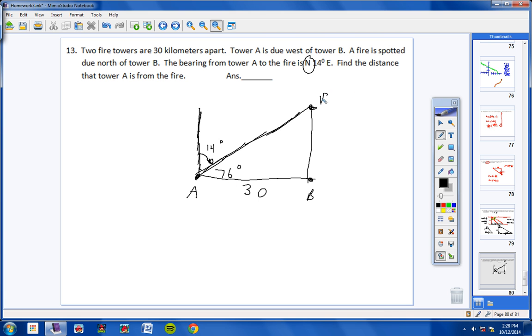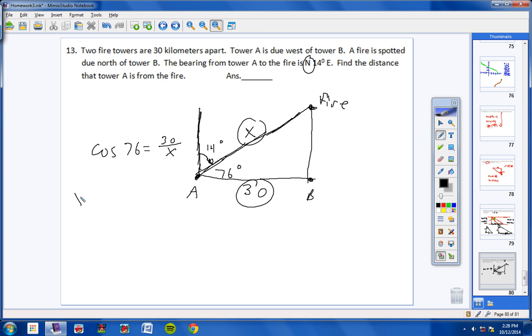Here's your fire up here, okay? So we have this side here is my unknown. We have adjacent and we have hypotenuse. So the cosine of 76 equals adjacent over hypotenuse.